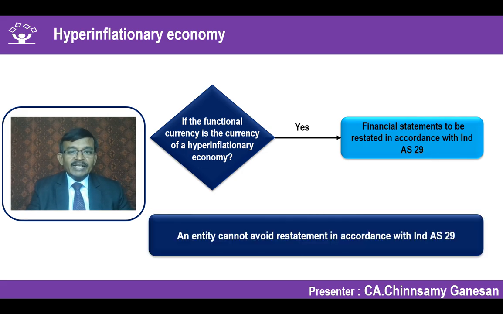So Ind AS 29 should be applied in that particular scenario, and the principles will also be in accordance with hyperinflationary economy. You cannot simply say my functional currency is this, my foreign currency is this, and accordingly I will do the measurement in a different style. Not possible in hyperinflationary economy. Ind AS 29 will prevail over Ind AS 21. Let's move.